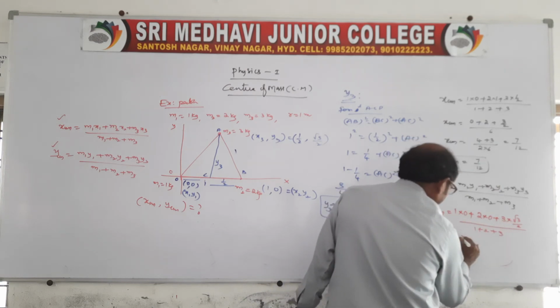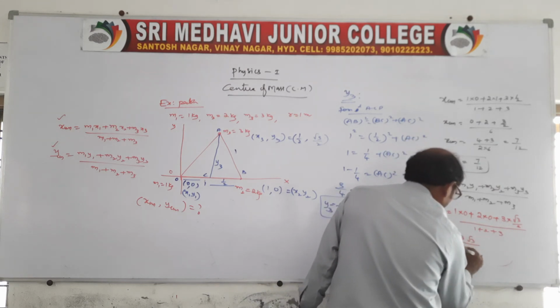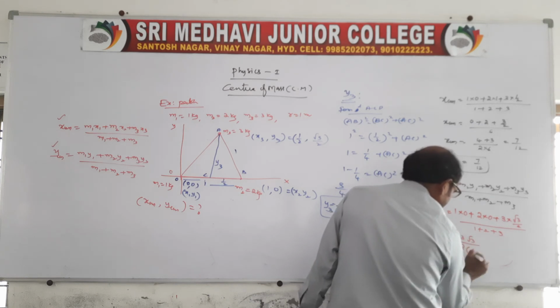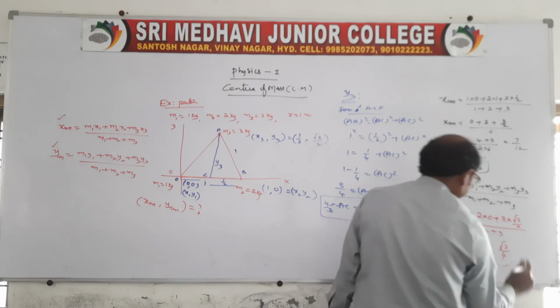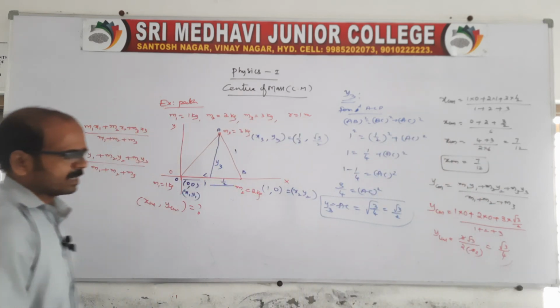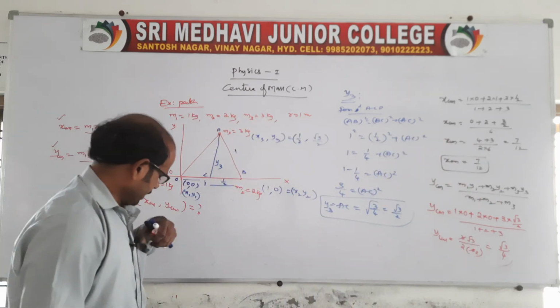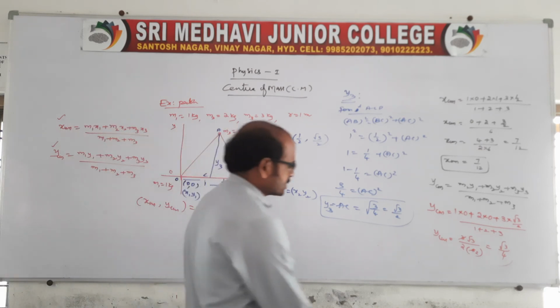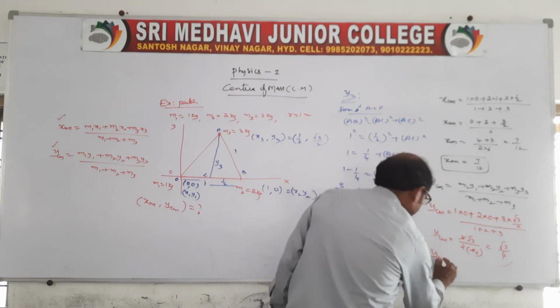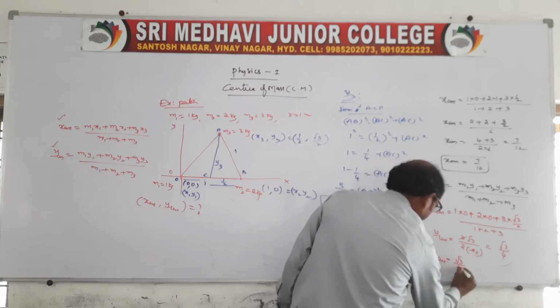This is 3 root 3 by 2 into, 1 plus 2 is 6. So 3 ones, 3 twos. So that is root 3 by 4. Root 3 by 4. So YCM will be like this. That is YCM is equal to root 3 by 4.